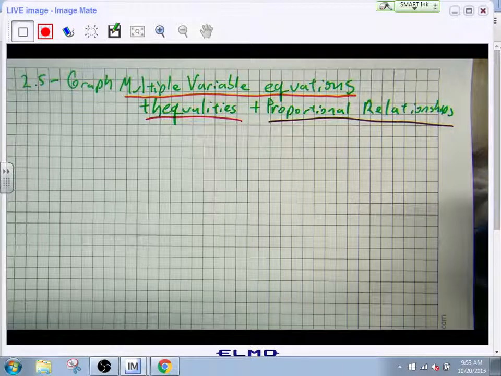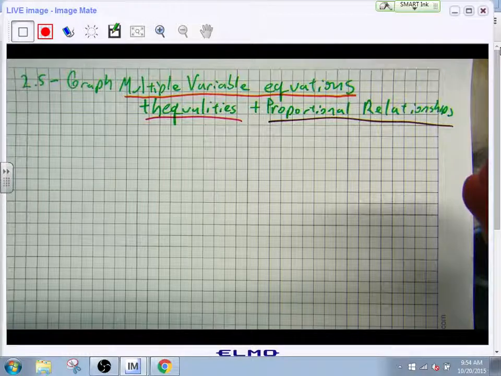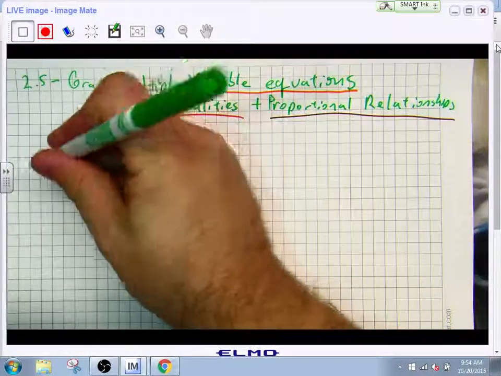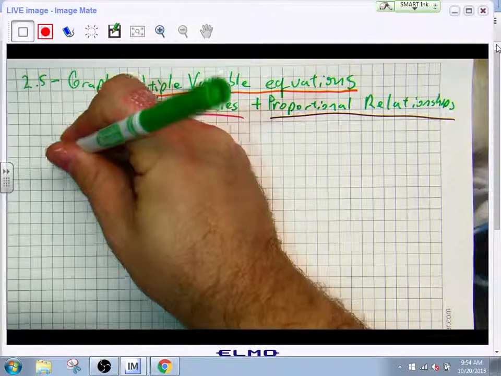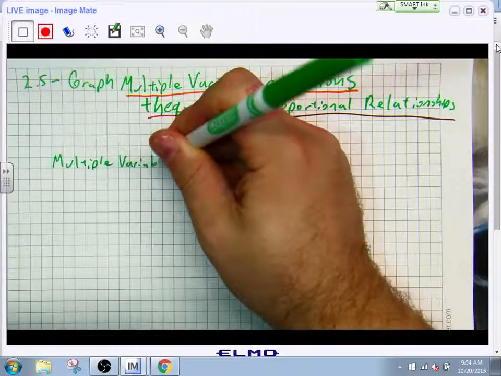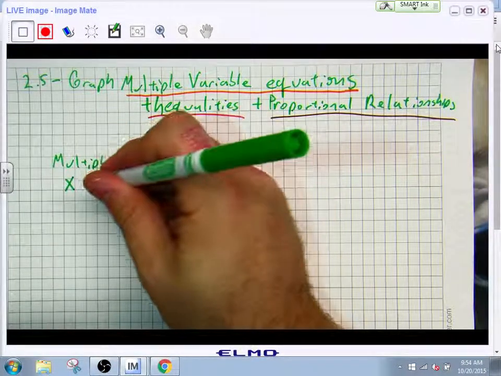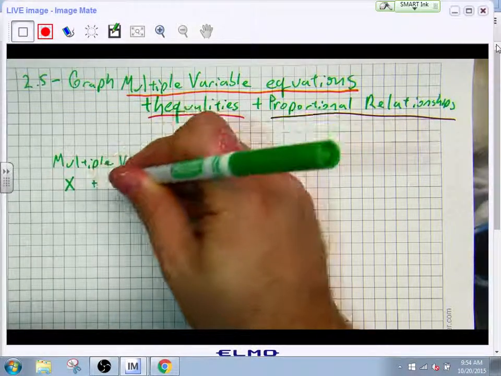Graphing multiple variable equations is probably best approached by thinking about what we have been doing. When I say multiple variable, I'm saying that there's a relationship between x and y, right?